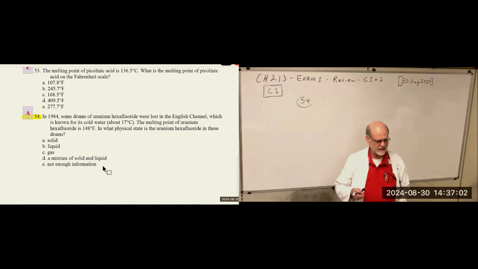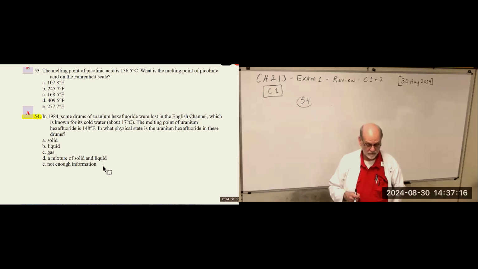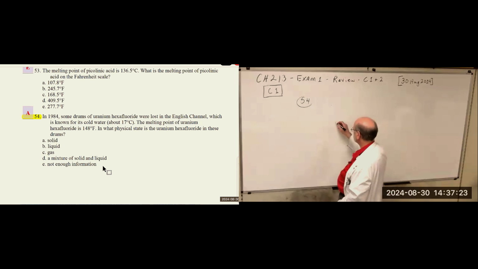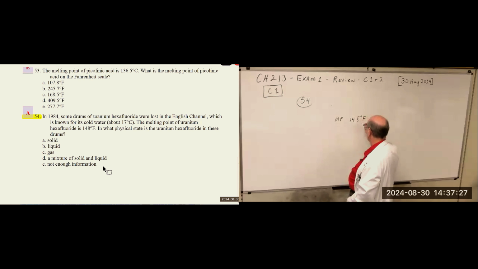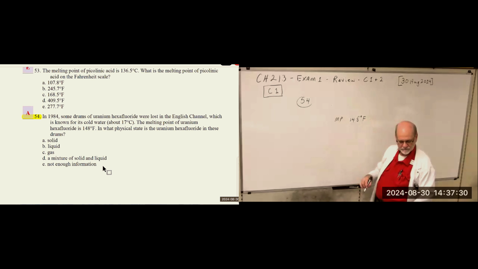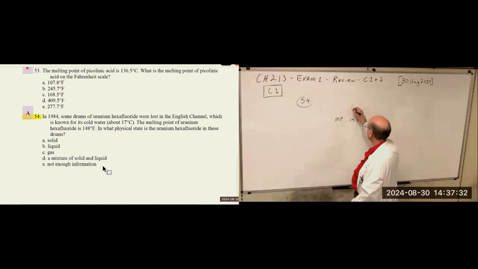20 degrees is 68 Fahrenheit. So we're down another 3 Celsius would be another degree, 66 and a half maybe. Fahrenheit's cold. Melting point of uranium hexafluoride is 148 degrees Fahrenheit. So the melting point is 148 degrees F. And the temperature of the water is 17 degrees C.